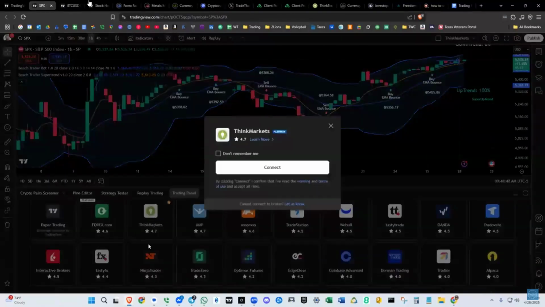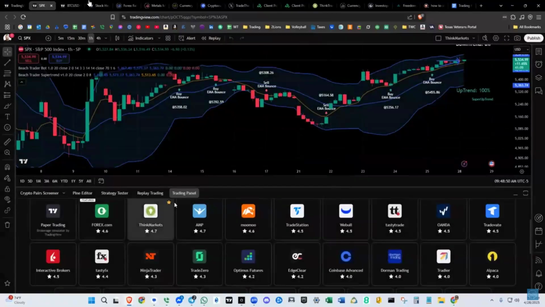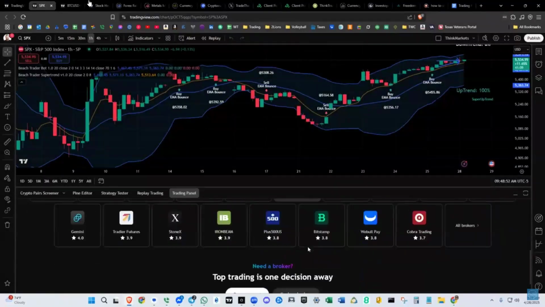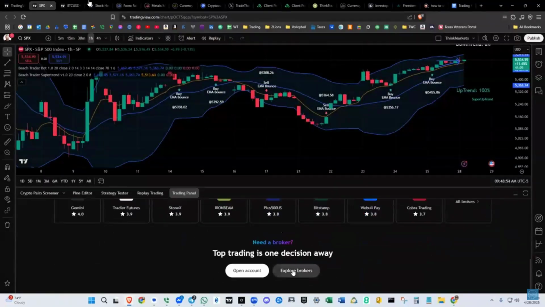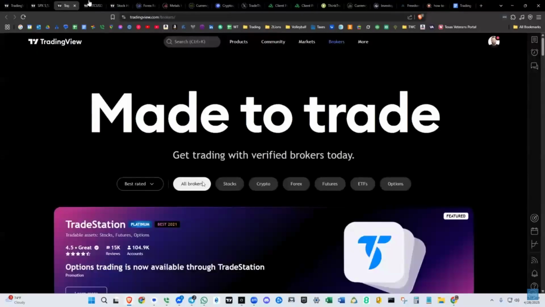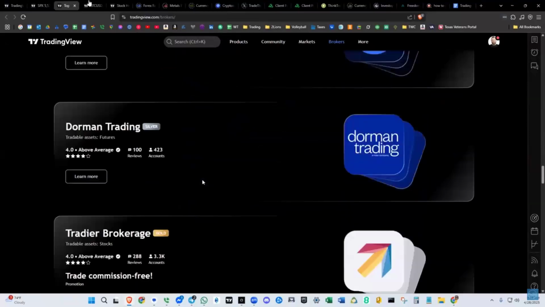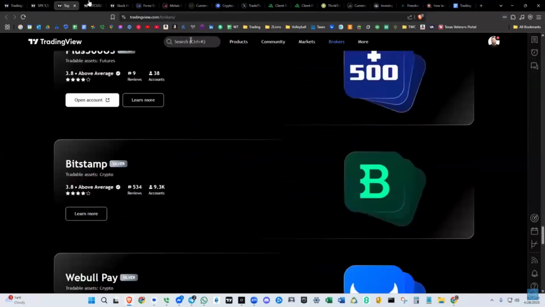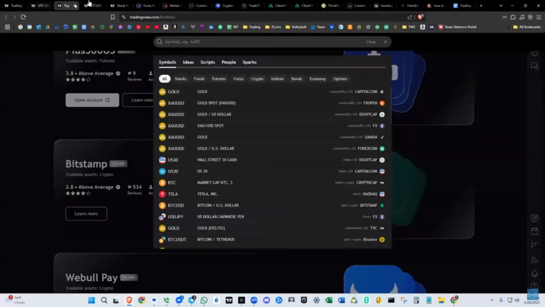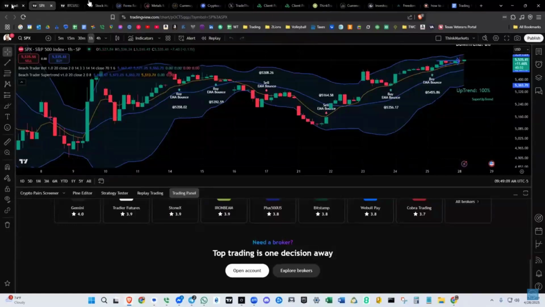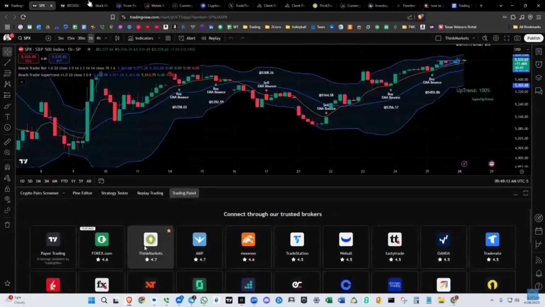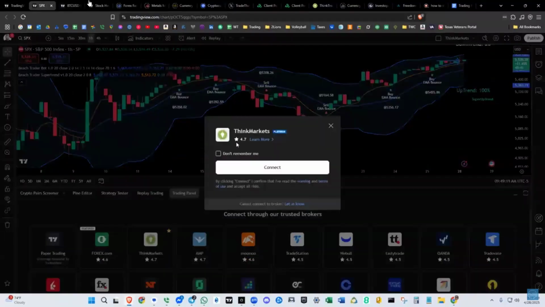You open up Think Markets. And if it's not right here, I've made it a favorite, but you can scroll down and then there's a button here that says Explore Brokers, which you might need to do. And then it'll show you all the brokers that are available on TradingView, and you can search for them right here. But as you can see, I've got Think Markets right here.